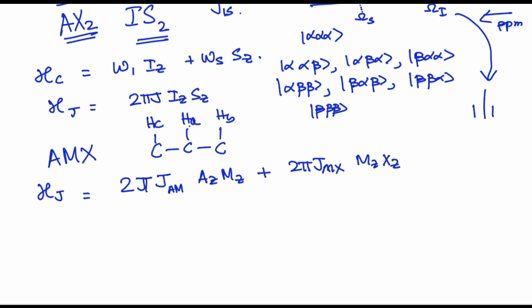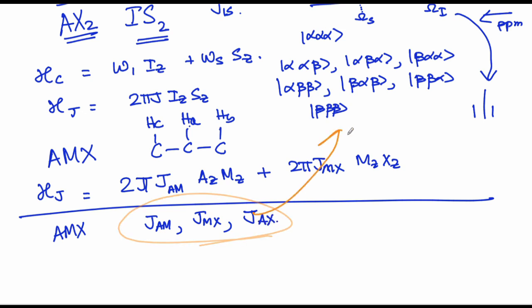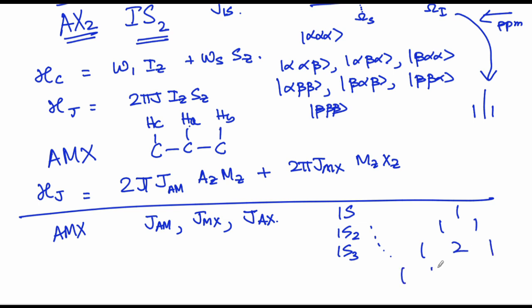Yet another example that you could try to look for is one where AMX system, where you have JAM, JMX, which was the previous case, and in addition you also have JAX coupling. Apply all these cases to understand how scalar coupling nicely helps you get the fine structure information on the chemical that you're trying to probe. And of course, you will be able to see when you go from IS, IS2, IS3, you will be able to build up the Pascal's triangle that we had seen.